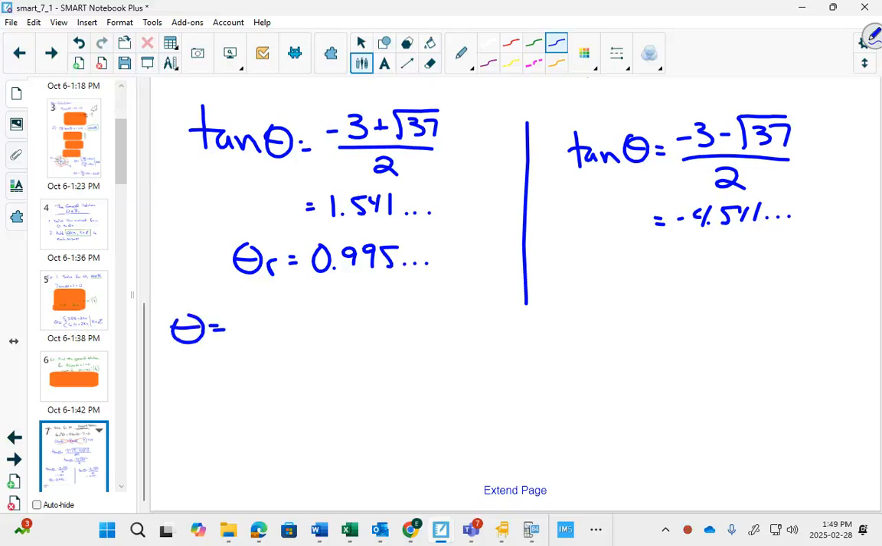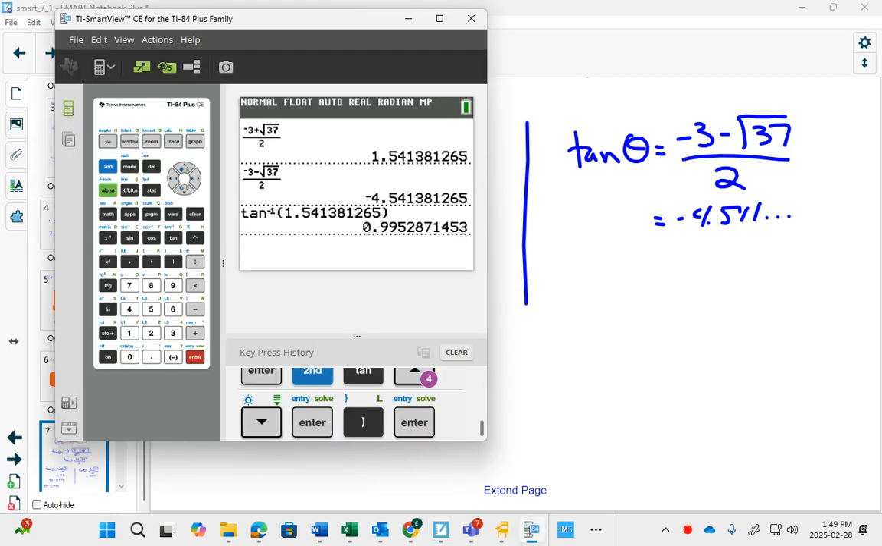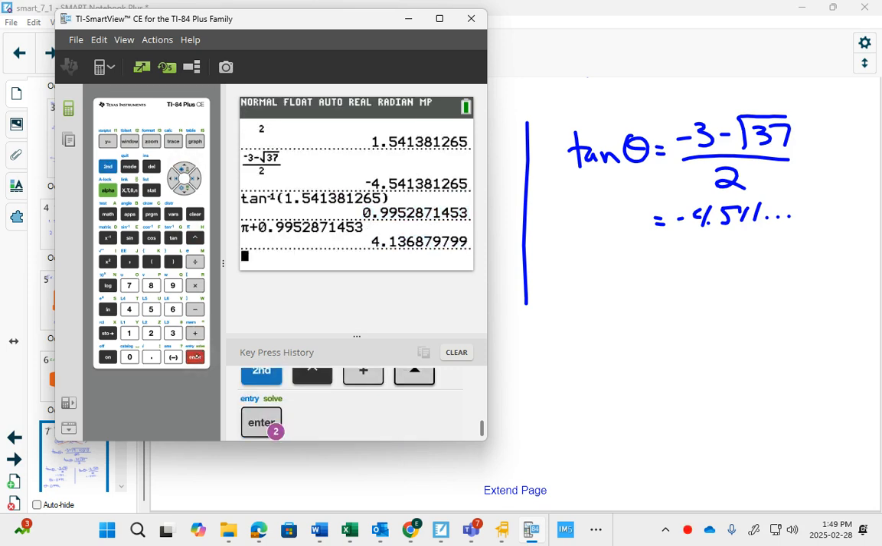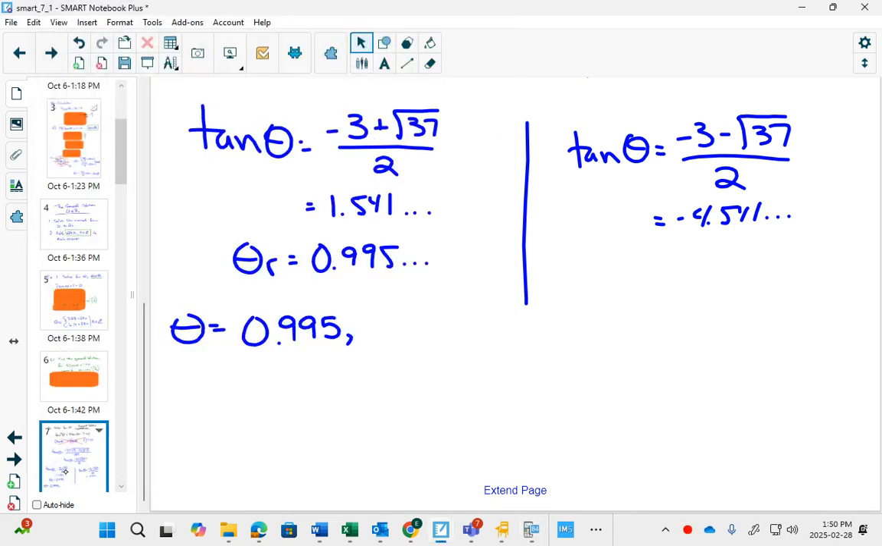If that's my reference angle and tan is positive, it would be in quadrant 1, 0.995. And in quadrant 3, how would I find it in quadrant 3? I would go pi plus my reference angle, all those decimal places, 4.137.